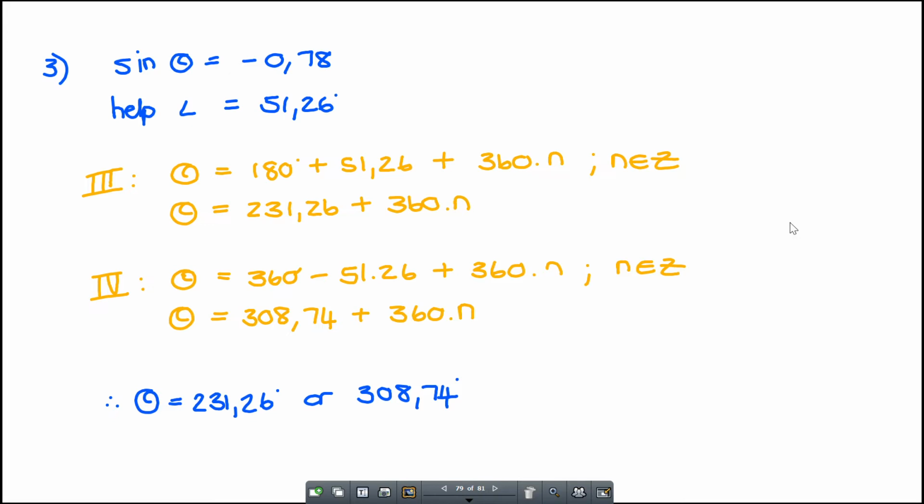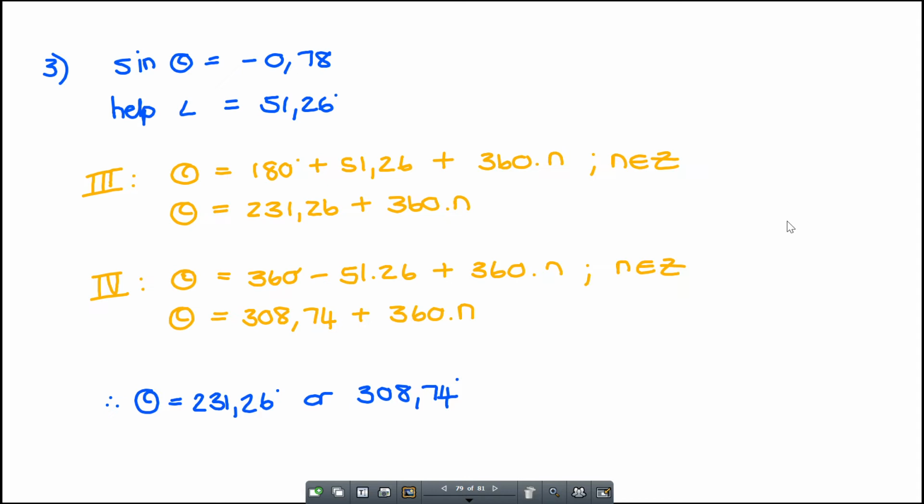But then in quadrant 4, kwadrant 4 praat ons mos gewoonlik van 360 minus an angle. So I have 360 minus my help angle. Again, plus 360 n, jy moet weer skryf n is 'n element van alle heelgetalle. Okay, so if I simplify that 360 minus 51,26, dan gaan jy kry 308,74. Goed, so daar het ek nou my twee algemene oplossings vir hierdie sin theta is minus 0,78.